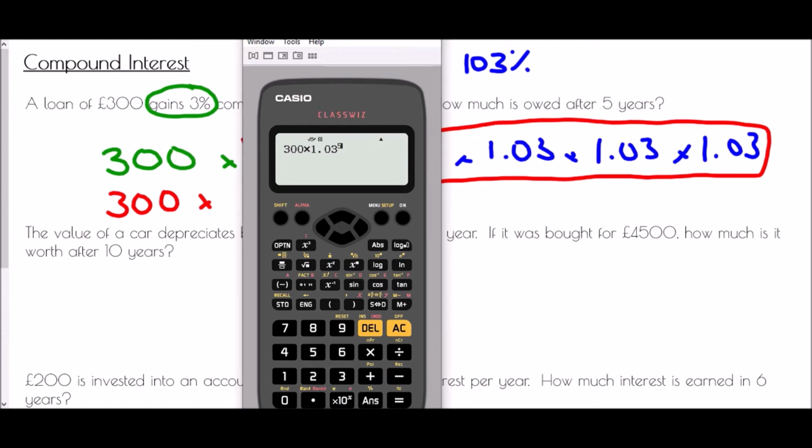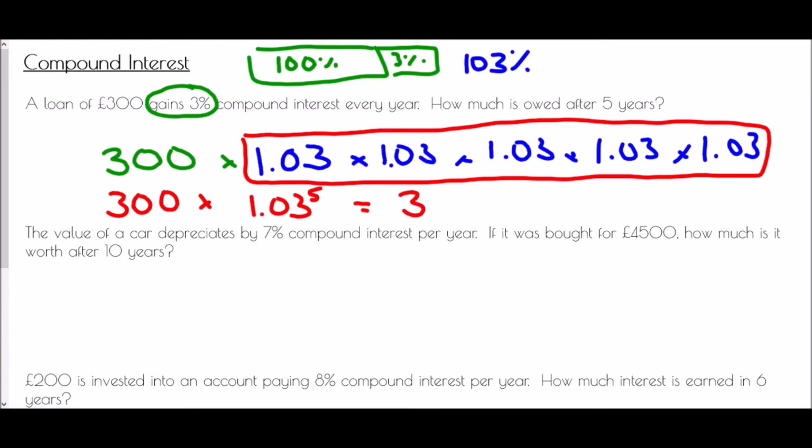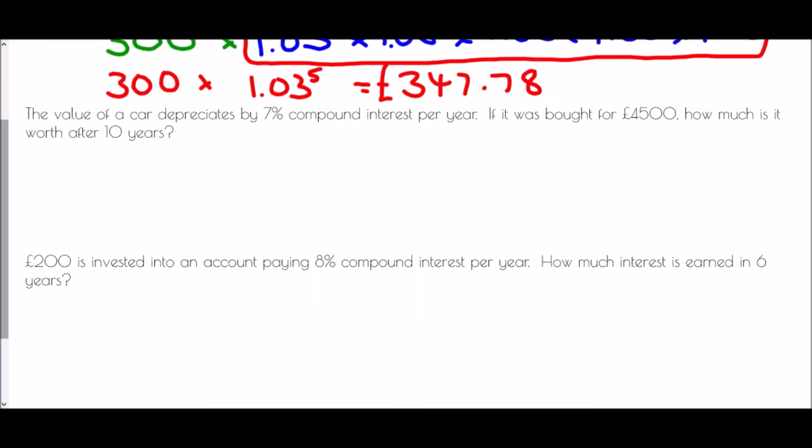and that gives us 347.7822223. Remember, this is money though, so we are going to round it to 2 decimal places, so £347.78. And so if we didn't pay anything off on that loan, we would be up to £347.78 that we owed.